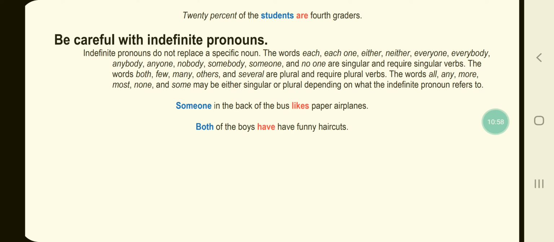So children, see, if the rules are not clear, definitely we get sometimes confused with indefinite pronouns. So you need to go through the rules very properly. For example, here, both of the boys. Children, this both is already plural. Therefore, we have used the verb have in its plural form.